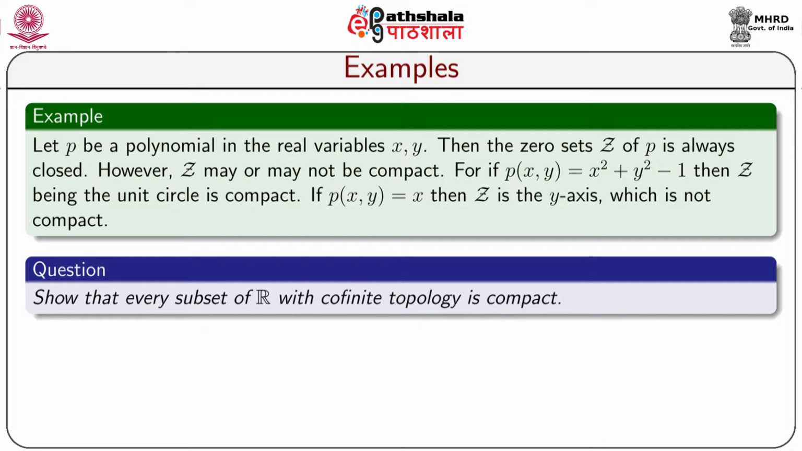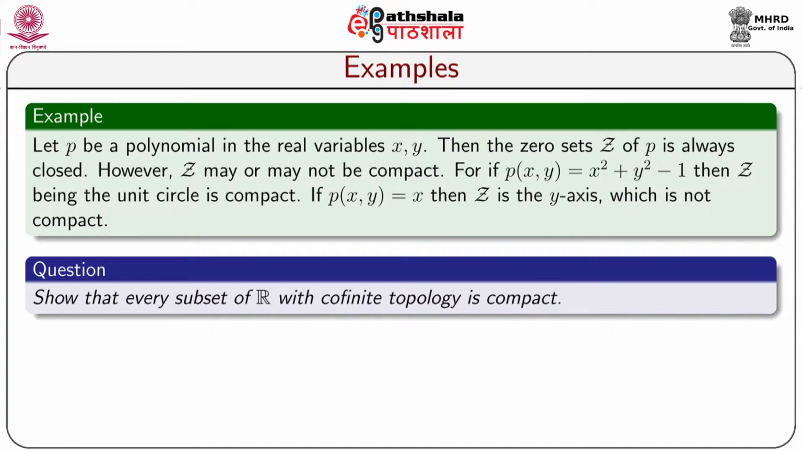We can also consider the following example. Let P be a polynomial in the real variables x, y. Then the zero set Z of P is always closed. However, Z may or may not be compact. For example, if P(x, y) is equal to x squared plus y squared minus 1, then Z, being the unit circle, is compact. But if P(x, y) is equal to x, then Z is the whole y axis, which is not compact, because the y axis is isomorphic to R and we know that R is not compact. Here by isomorphic I mean structure preserving. So, here isomorphism means homeomorphism.